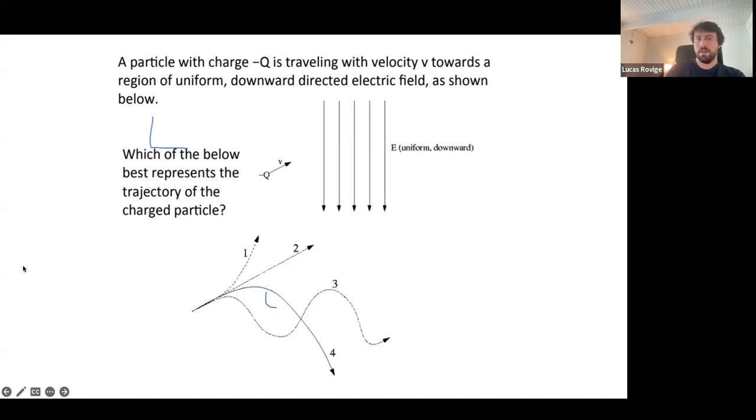Okay. So you have a particle with a charge minus q. So this charge is negative, and it's traveling at a velocity v along this line toward a region where we have a uniform downward electric field. So the electric field is pointing, as shown here, down. So what is going to be the trajectory of this charge minus q once it enters the region of the electric field?